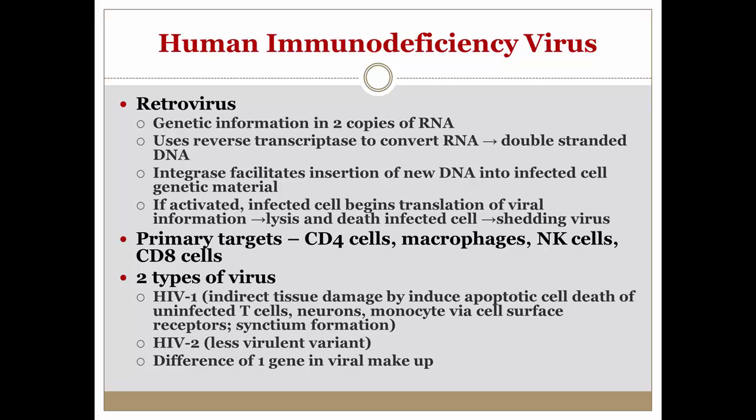The last virus we'll talk about is HIV, the human immunodeficiency virus, and we call this an acquired immune deficiency because it's a result of an infection. So the HIV virus is a retrovirus. And the genetic information for this virus is in 2 copies of the RNA. This virus uses reverse transcriptase to convert the RNA to double-stranded DNA.